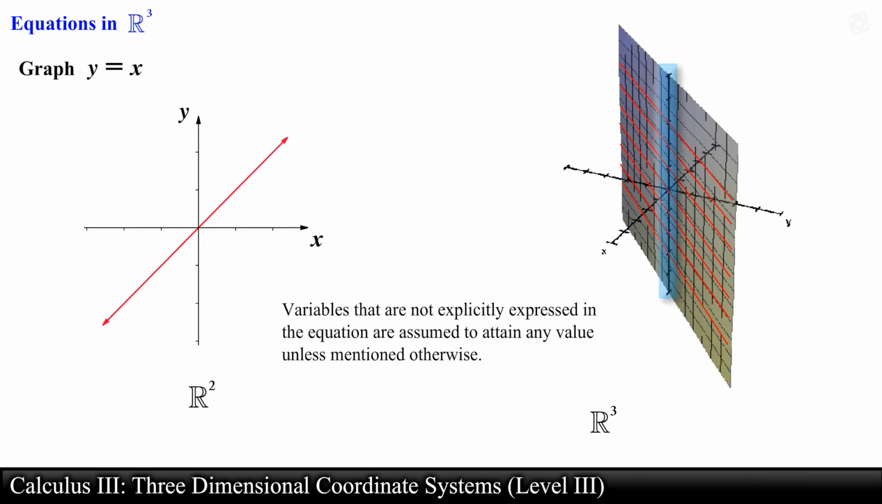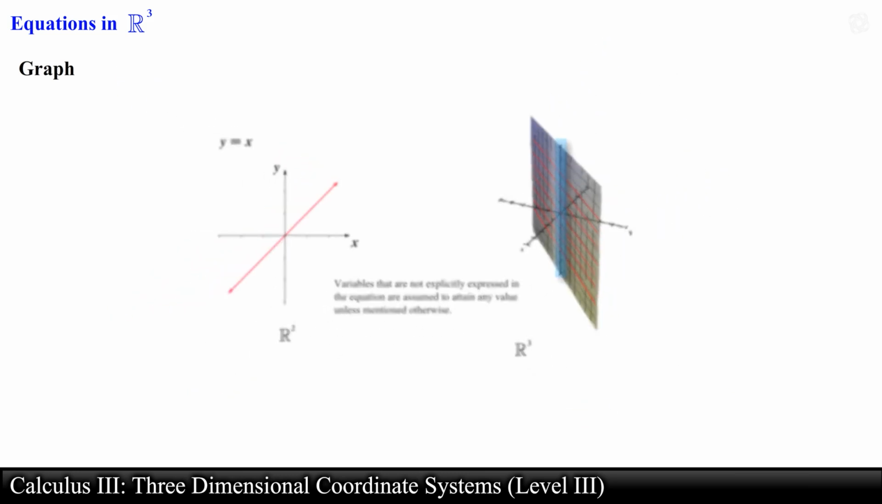Remember, variables that are not explicitly expressed in the equation are assumed to attain any value unless mentioned otherwise. We will go over equations in which the variables are restricted in a later video. Alright, let's spice things up a bit and graph the equation z equals negative 2y plus 1.